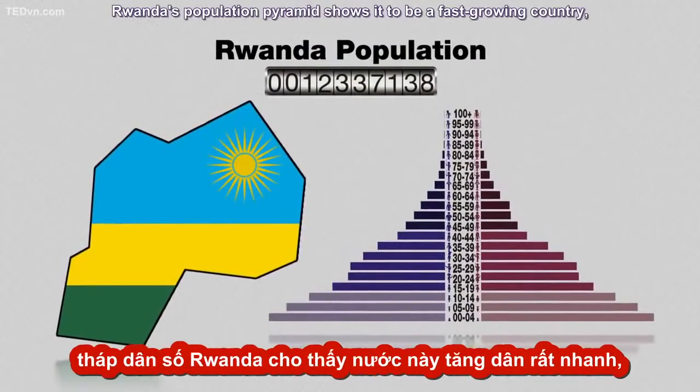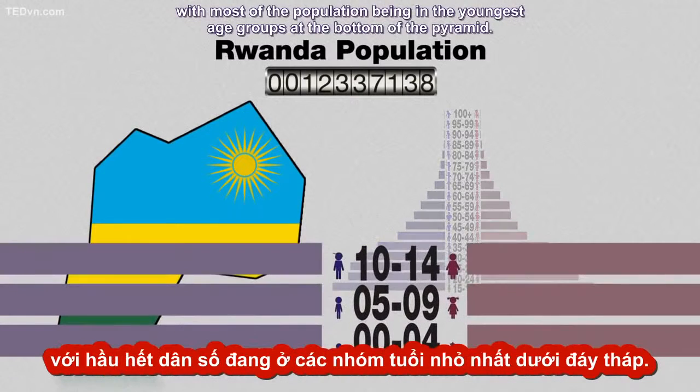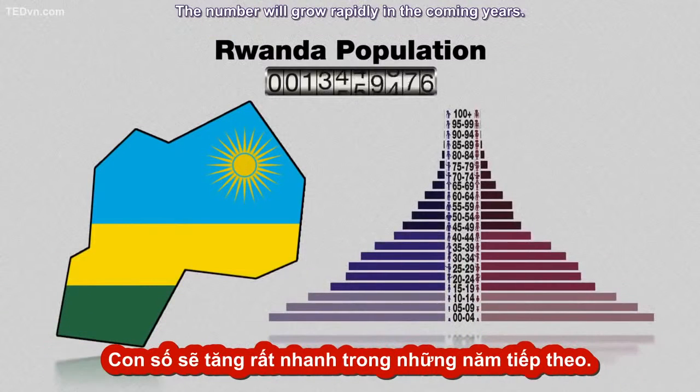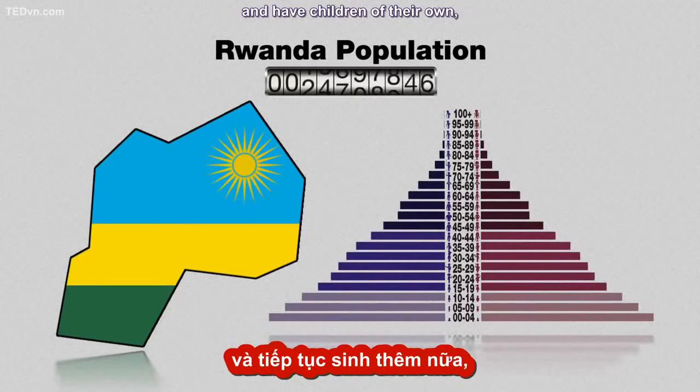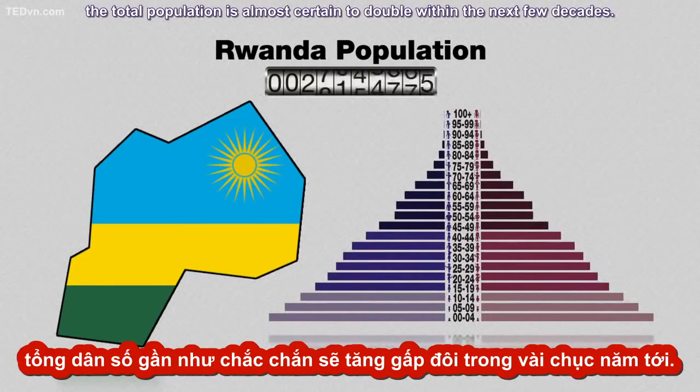For example, Rwanda's population pyramid shows it to be a fast-growing country. With most of the population being in the youngest age groups at the bottom of the pyramid, the number will grow rapidly in the coming years. As today's children reach their reproductive years and have children of their own, the total population is almost certain to double within the next few decades.